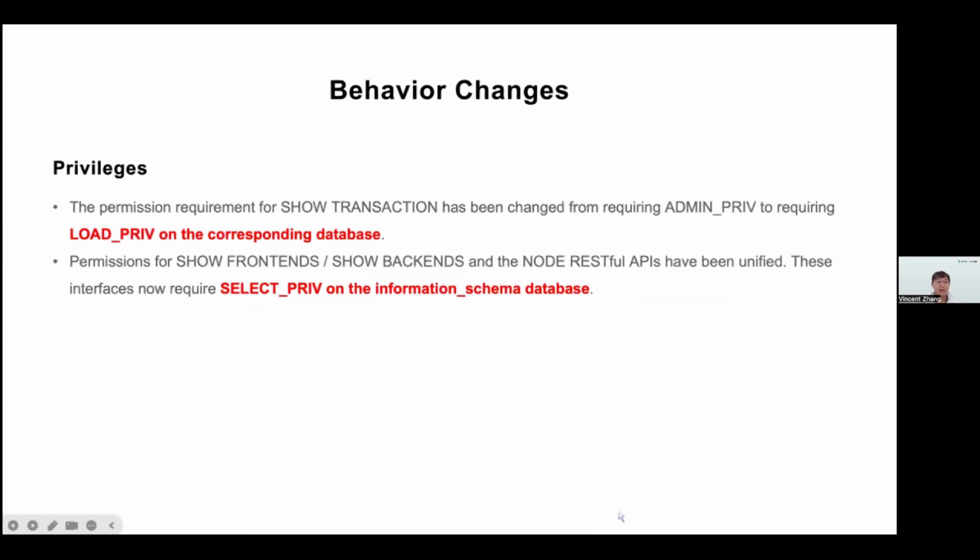The second is related to permissions. The permission requirement for show transaction has been changed from requiring admin priv to requiring load priv on the corresponding database. Permissions for show frontends, show backends, and the node RESTful APIs have been unified. These interfaces now require select priv on the information schema database.